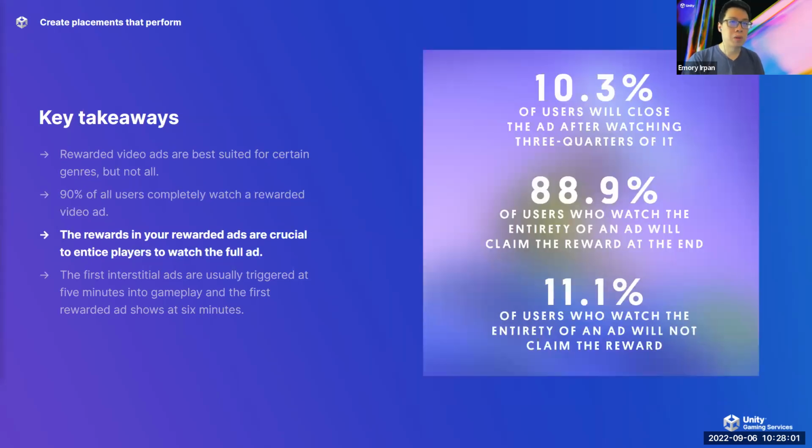So as I just said previously, nearly 90% of ad watchers will complete a rewarded video ad and then claim the reward. However, we did see that 10% of users will close the ad after watching around 75% of it, or 3/4 of it. And there are 11% of users who will watch the entire ad, but don't end up claiming the actual reward in the game. In this last case, they've likely already exited or closed the game, the last quartile of the ad.